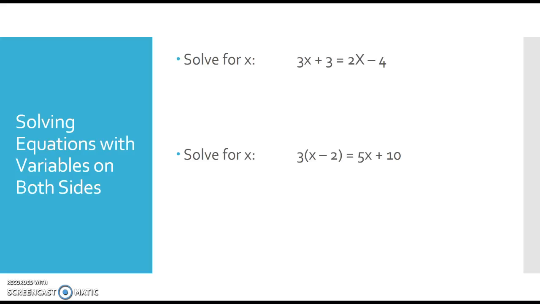So for this first one, I have 3x plus 3 equals 2x minus 4. I can't get x by itself right now because I have an x on both sides of my equal sign. So my first step is going to be to get them on the same side.